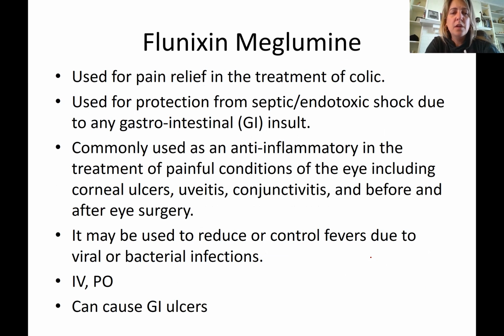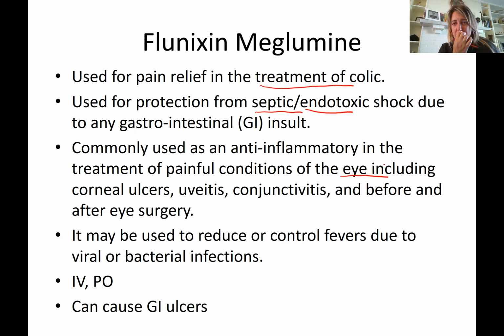Flunixin meglumine, which is Banamine, is number 1 for the treatment of colic. It also is number 1 for the treatment of endotoxin shock. And it is for the eye. For some reason, Banamine is also the number 1 non-steroidal anti-inflammatory drug for pain that comes from the eye.